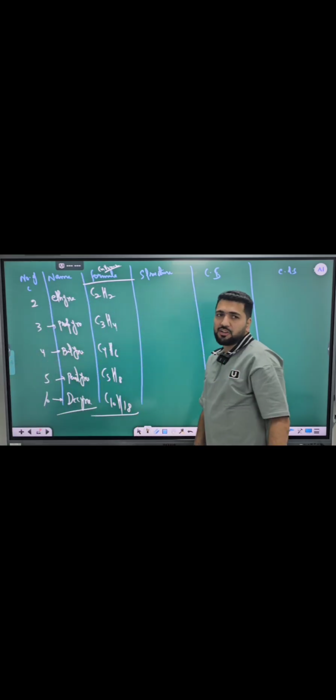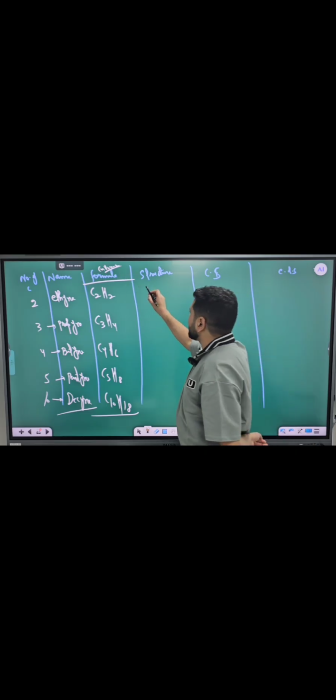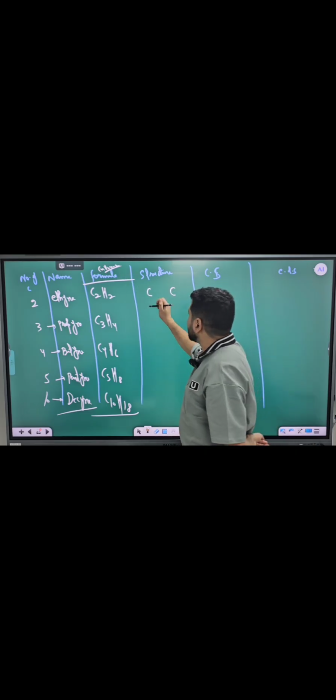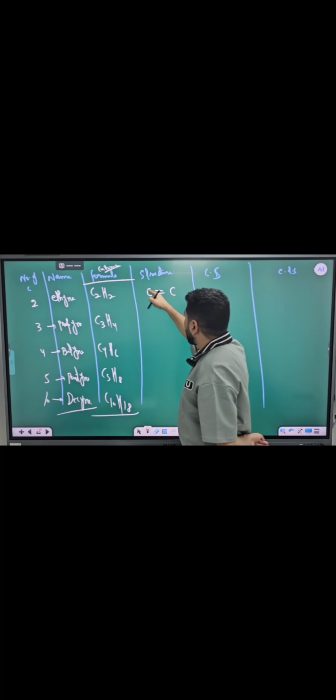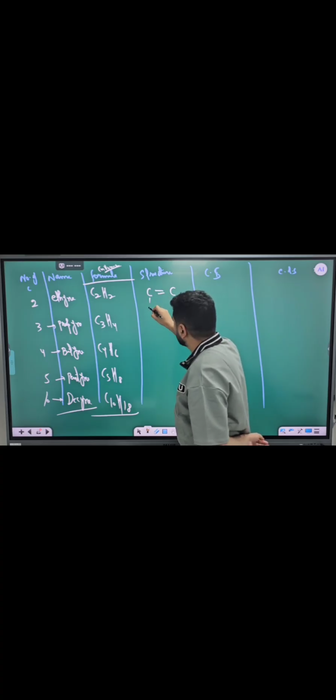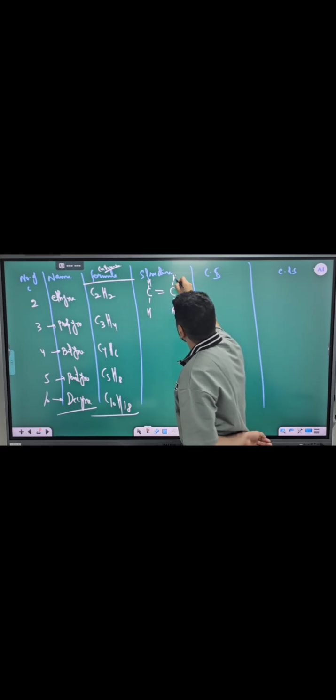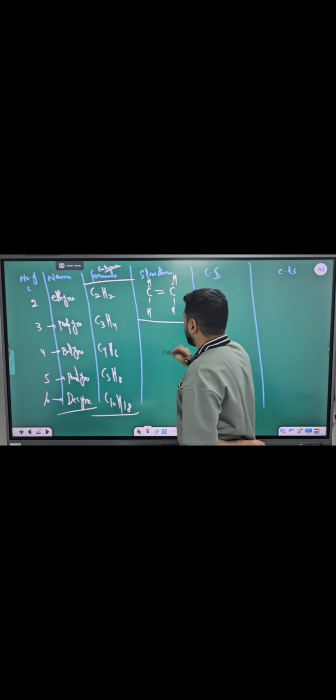What about the structure now? For example, if I talk about ethyne, guys, how many carbons are there? 2 carbons, carbon 1 and carbon 2. Between these carbons, there is a triple bond. So carbon has already made 3 bonds. How many further bonds can it make? 1 bond here, and 1 bond on this carbon. Right? This is ethyne.